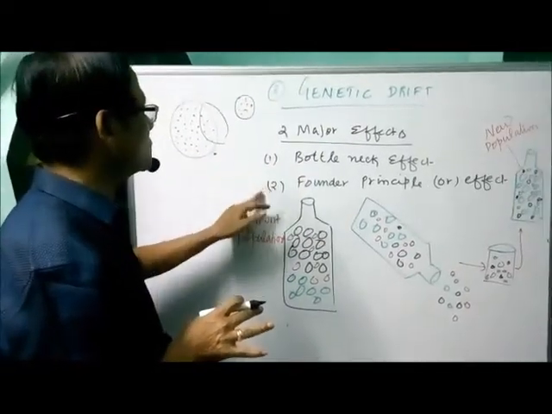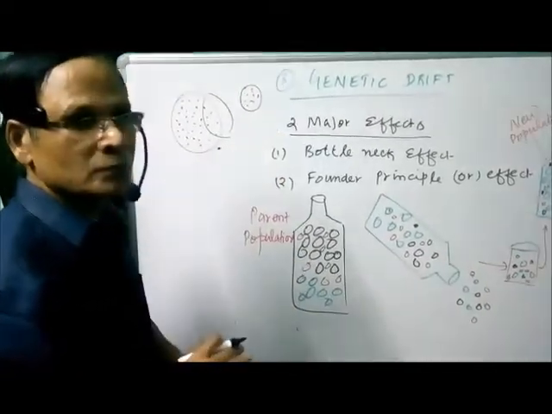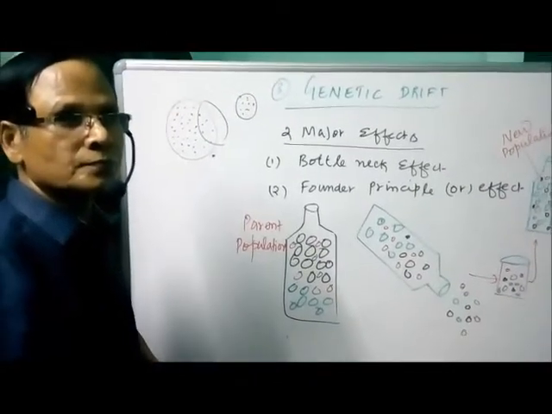So these are the two types of genetic drift.